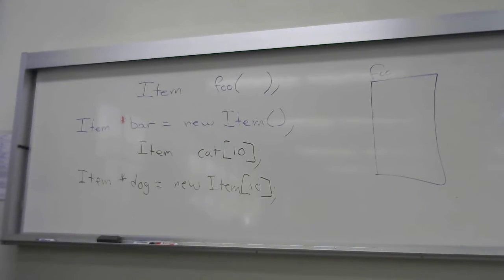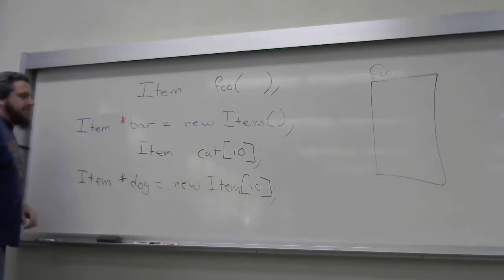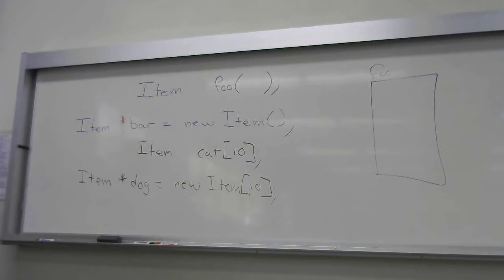A pointer. Pointers and arrays are the same thing. So cat is a pointer. Dog is also a pointer. They just point to different locations in memory. Cat points to a location on the stack. Dog points to a location in the heap. If I wanted to access them, this is the step that gets tricky. This is the reason why Java did away with this.